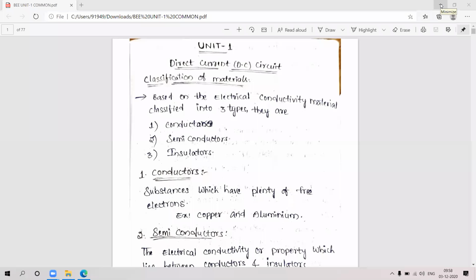Conductors are classified so because they have plenty of free electrons, like copper and aluminum. The name conductivity itself indicates it will conduct. If we take a copper wire and connect it to a bulb, when the source is given, the bulb will glow. That means copper has free electrons, so conductivity is taking place.